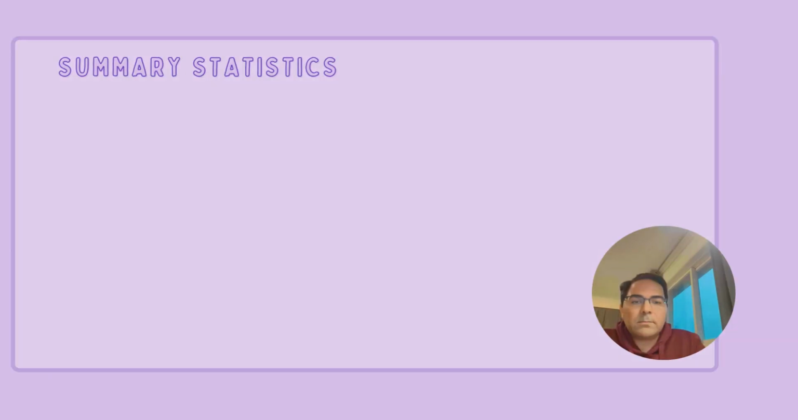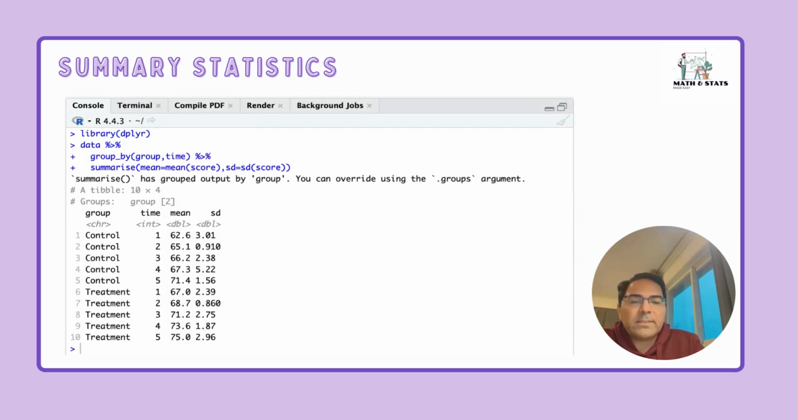So let's start with basic summaries, means and standard deviations at each time point for each group, which helps us understand whether or not scores are improving over time, and if the treatment group behaves differently from the control group. For example, we might find that both groups improve over time, but the treatment group improves faster.